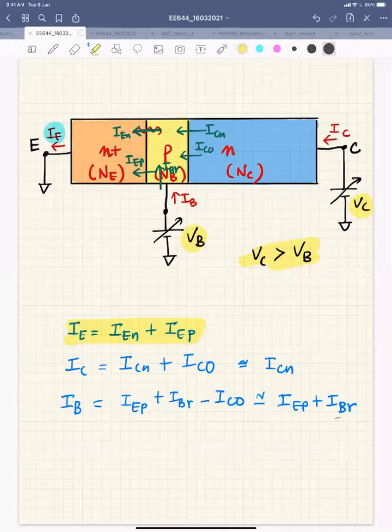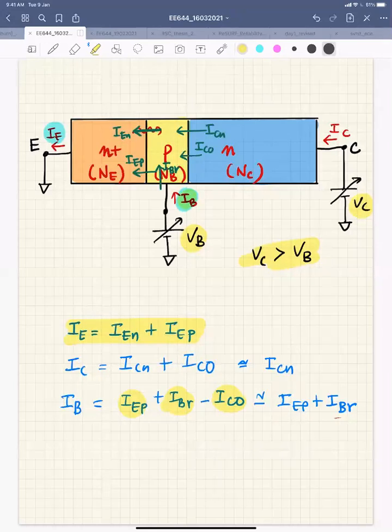If you look at the base current, the base current has three components. One is your IP, the holes injected from P to N, then the recombination component in the base, and your ICO is the reverse current coming from the collector, the reverse saturation current. But assuming that in normal operation our collector base junction, even if it is reverse biased, is not very highly reverse biased, ICO is less than IP plus IBR.